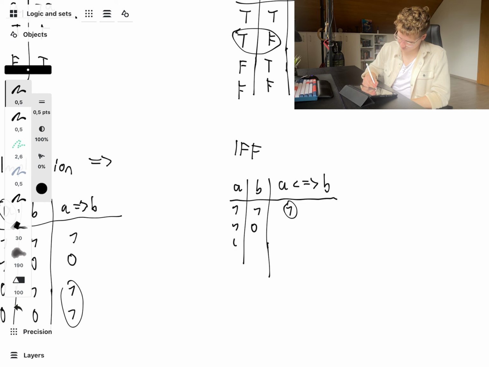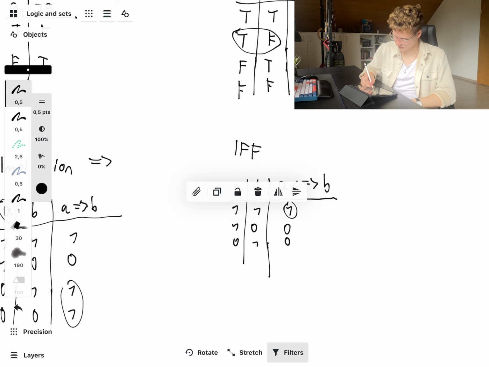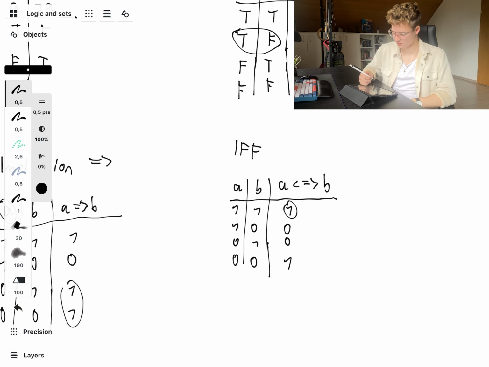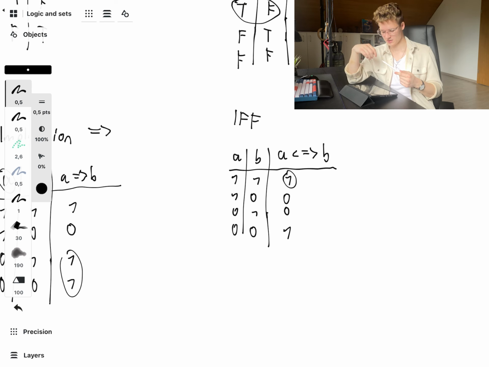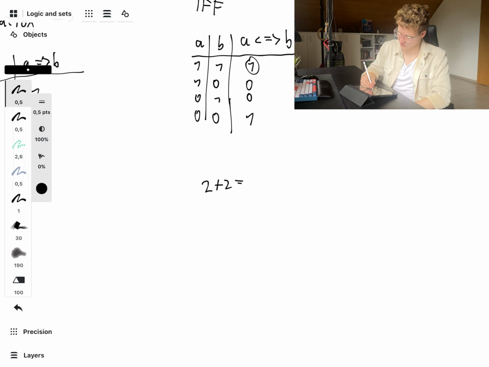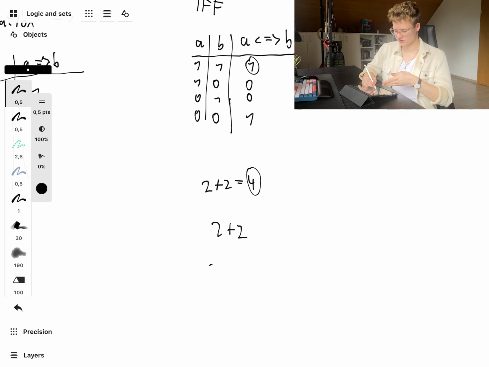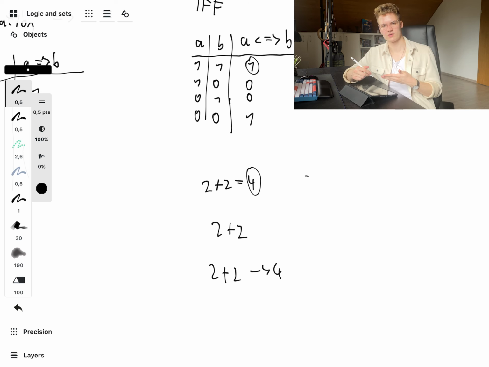Okay, so in these two cases, they cannot be equivalent, because if they're describing the same situation, and one of them is true and the other one is false, well, they cannot be describing the same situation. And then lastly, if both of them are false, then they are also equivalent. So that's what it basically means. You can always, for example, say 2 plus 2 is equivalent to 4. This is actually true. So whenever you see 4, you can always replace it with 2 plus 2, and whenever you see 2 plus 2, you can always replace it with 4, because they are equivalent.